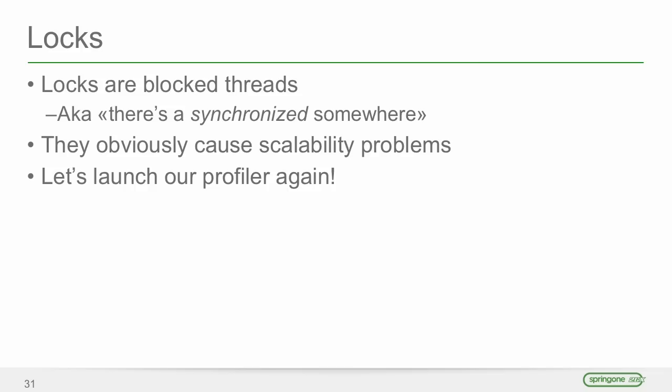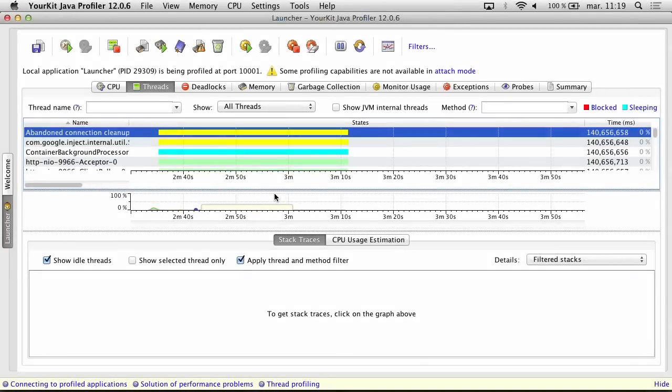Just one little slide on locks. So locks are blocked threads. It's a thread that is being blocked because there is something it has to wait for. I call it a synchronized somewhere. Must be something that is synchronized, that is blocking threads. Of course, they are going to cause scalability problems. Depends on the locks, but we will normally see them easily with YourKit.